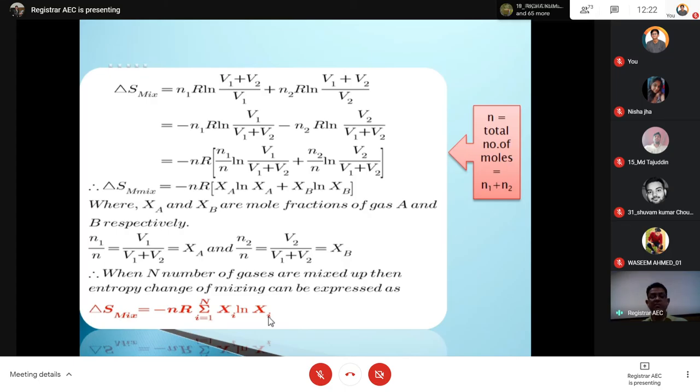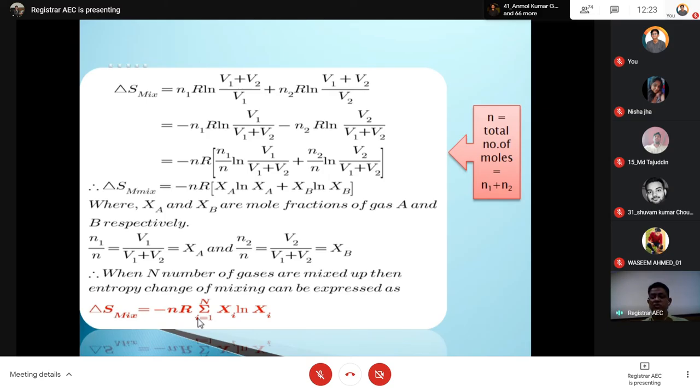Next, what will be the expected value of mole fraction XI? Less than 1 or greater than 1? Who will give the answer? Yes, less than 1. The mole fraction value will always be less than 1, right? So ln of a fraction will be a negative value, since a fractional value is less than 1. So negative and negative will be positive, because the expression has the leading minus as well.